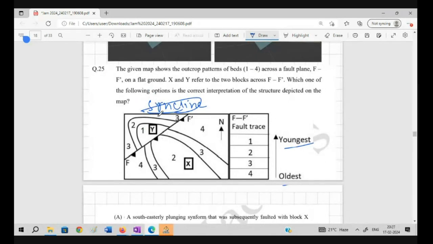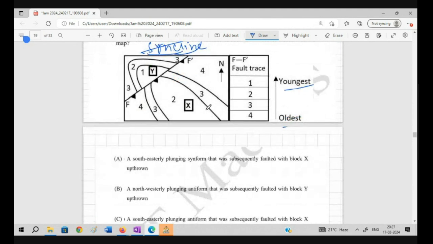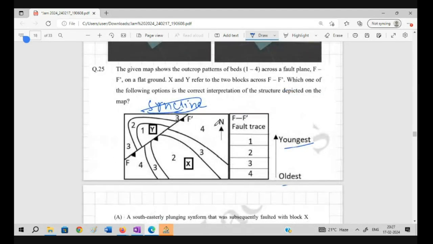We can identify this fold as a syncline, but we have not identified whether it is a synform or antiform. Yes or no? Yes sir. Sir, if we do not consider the age, then this would become an antiform, right? I got your question, because there is no mentioning of the dip direction of the beds. Because if the dip direction is given, then we can identify it. In some cases it can be a syncline and antiform, or it can be syncline and synform.